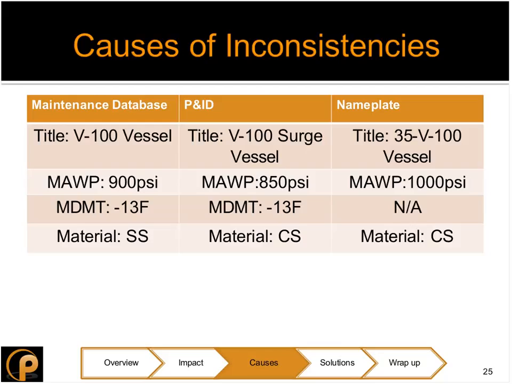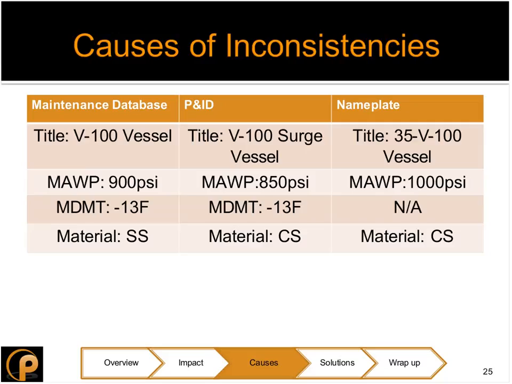Maybe it's as small of a difference as they don't even agree on what the title of the piece of equipment is. Sometimes it can be as serious as the MAWP is different between the different sources of information. So when the PHA team comes across something like this, it is going to change how they risk rank it. First of all, depending on which source of information they use. If Team 1 uses the PNID and Team 2 uses the nameplate for an overpressure scenario, they're going to come up with very different results depending on what the overpressure is.